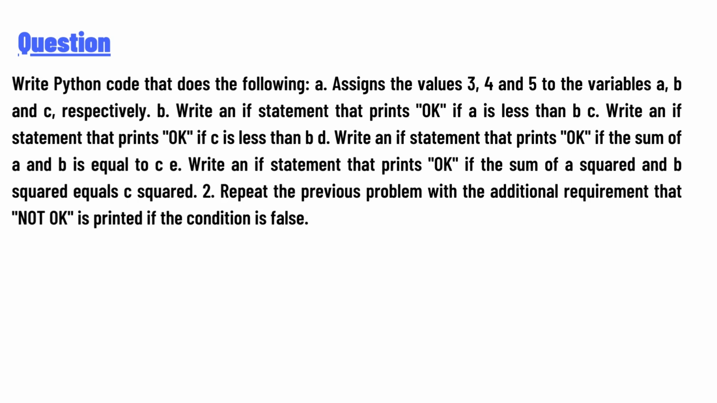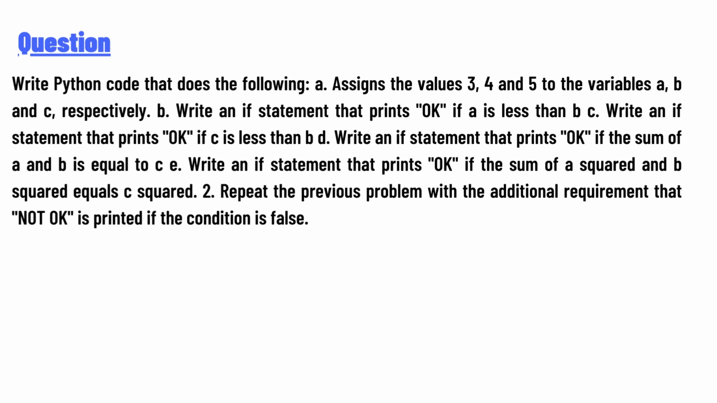E. Write an if statement that prints OK if the sum of A squared and B squared equals C squared. 2. Repeat the previous problem with the additional requirement that not OK is printed if the condition is false.